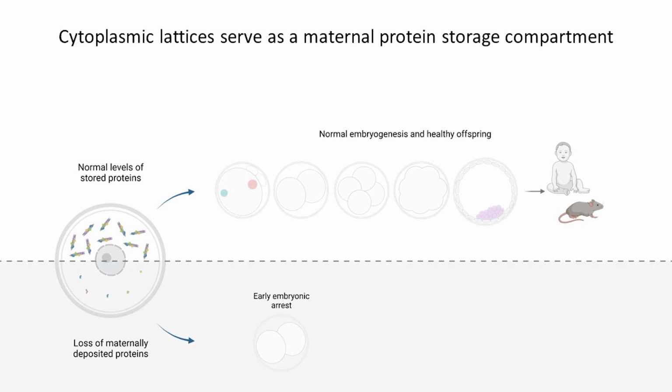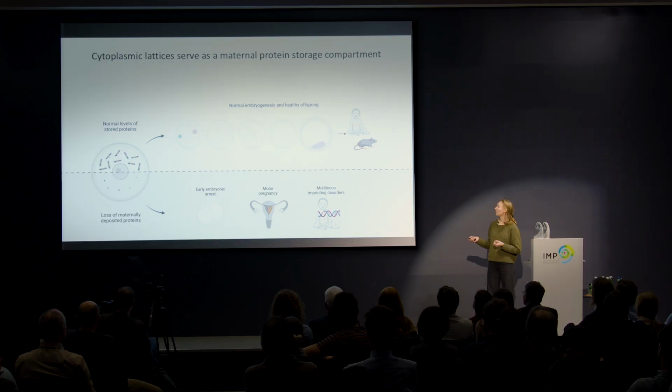And in contrast, loss of cytoplasmic lattices leads to loss of these maternally deposited proteins, causing the embryo to arrest at these very early stages. And excitingly and importantly, these results now also allow us to explain some of the other phenotypes that are seen in women with SCMC or PADI6 mutations that could previously not be explained by PADI6 and SCMC mutations alone, such as the formation of molar pregnancies or, in rare cases, birth of children with imprinting disorders. And these two phenotypes are both hallmarked by aberrant DNA methylation patterns, which can now be explained by loss of these proteins regulating this when the cytoplasmic lattices are lost.